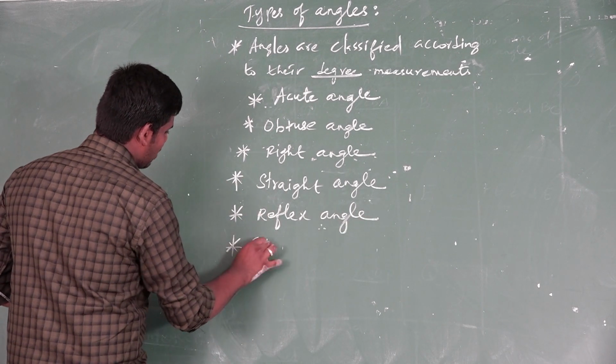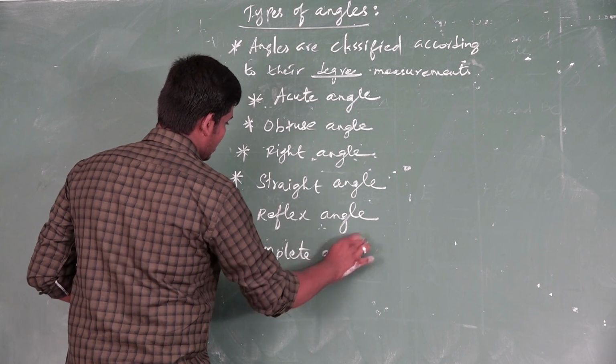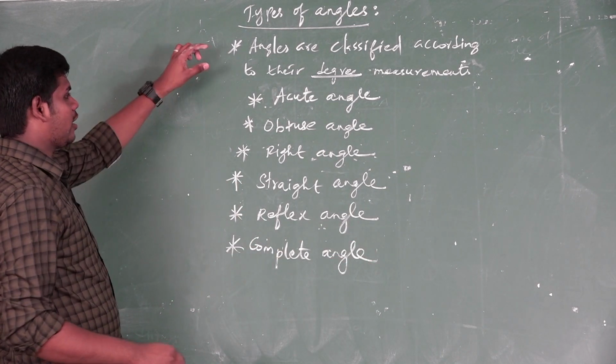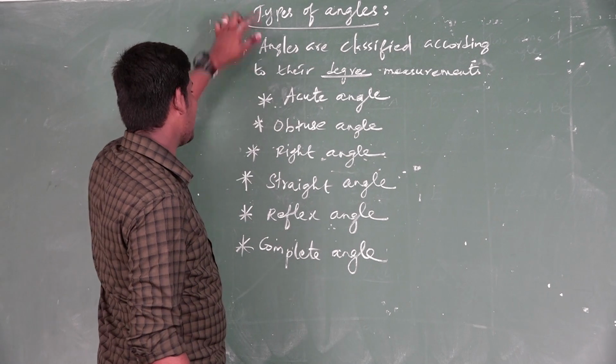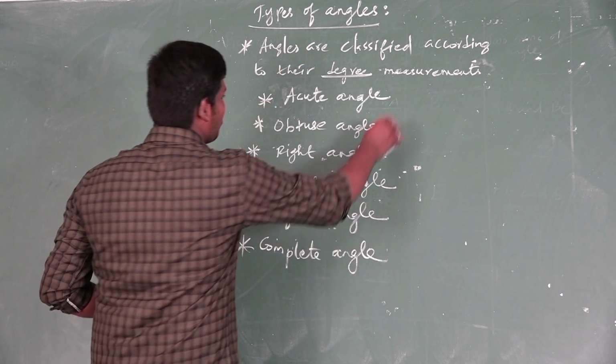Last one is a complete angle. So the last one is what? Complete angle. According to their degree measurements, we can classify these types of angles. So we see one by one.